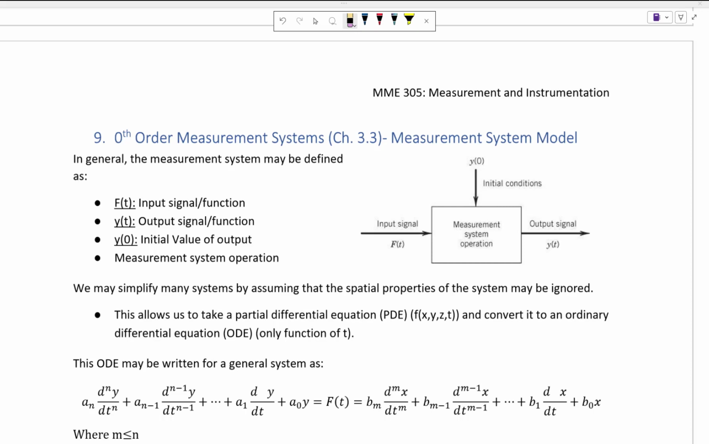In this video, we're going to discuss the measurement system model and specifically what a zeroth order model is. In general, for a measurement system, we have an input signal. This is due to the change in the process around the instrument. And then sometimes we also have the initial conditions of the instrument itself, and those will affect the output signal from our measurement system.